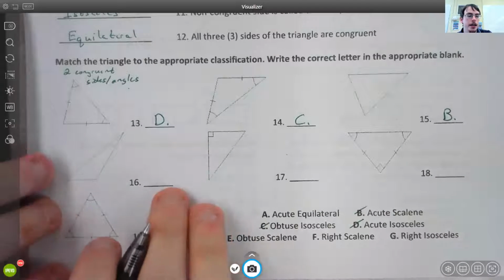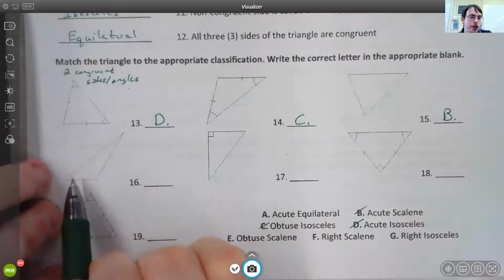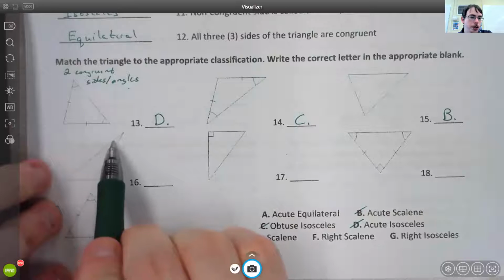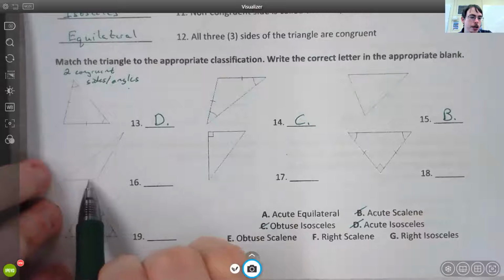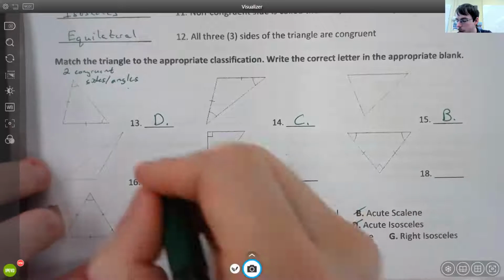Number 16, we see here again that we have no congruency markings at all, so we know it has to be a scalene triangle. These two angles are acute, but this one here is obtuse. This is an obtuse one, so this is an obtuse scalene triangle, which is E.